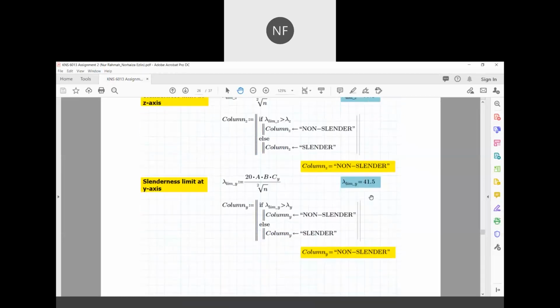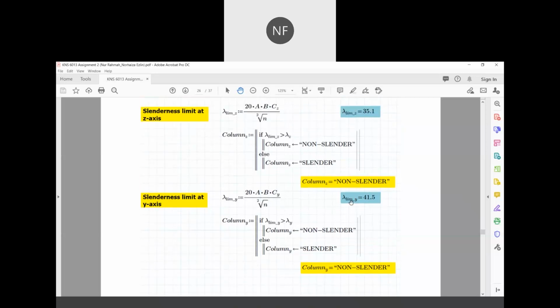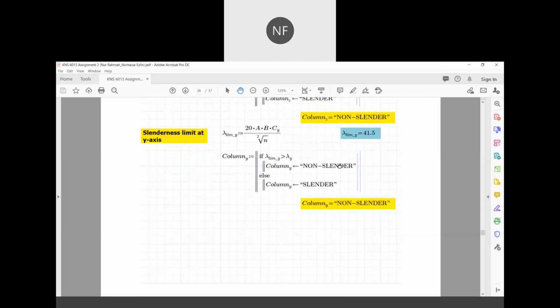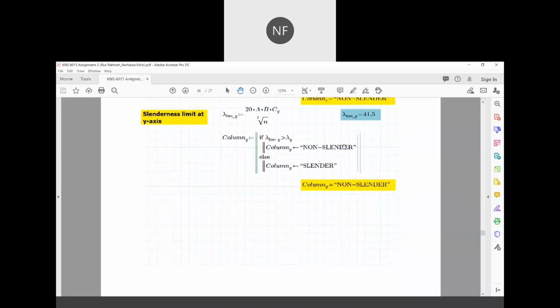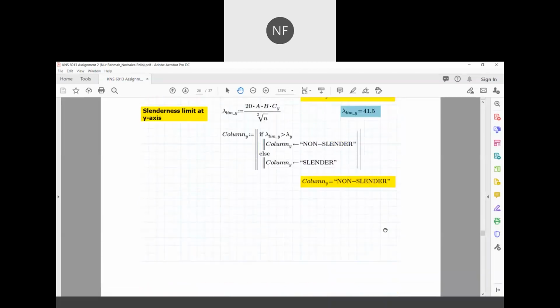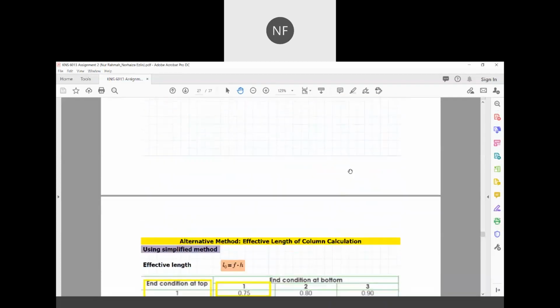And based on this condition, if the slenderness limit is more than the slenderness ratio at the z-axis, then the column is considered as non-slender. And the slenderness limit at the y-axis is equal to 41.5, and it is more than the slenderness ratio at the y-axis. So we can conclude that it is considered a non-slender column.